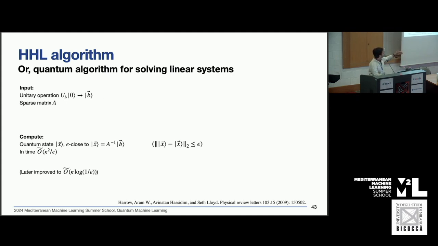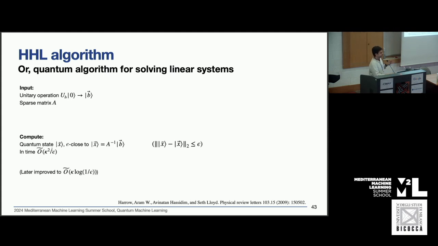So if you have a circuit that prepares a quantum state B, which is a vector, and you have access to a sparse matrix, we are going to discuss this access later, then what you can do is prepare a quantum state that is proportional to the solution of the linear system, with some epsilon distance, in time that does not depend on the system size. So say that you have vectors of dimension n. You're not paying this n. You're only paying it in polylogarithmic terms.